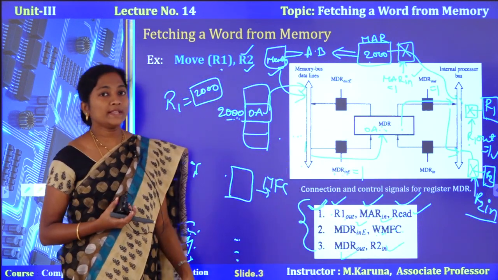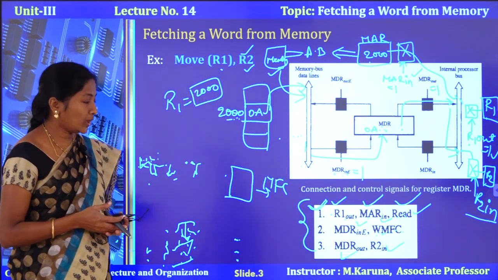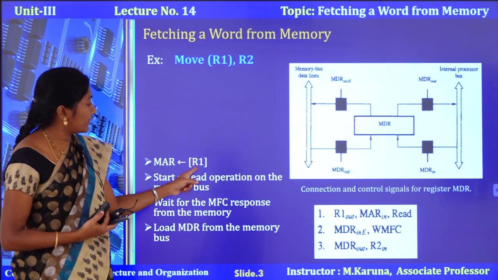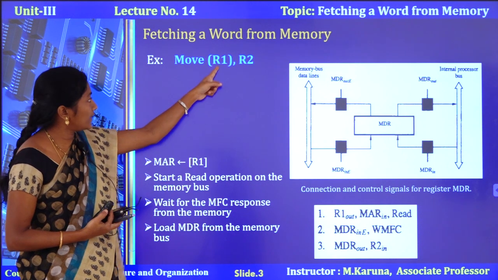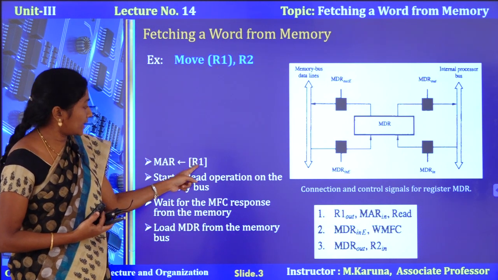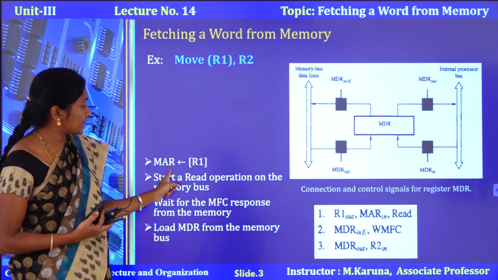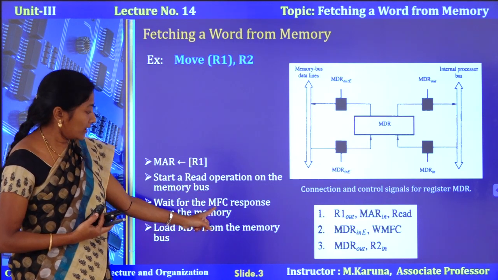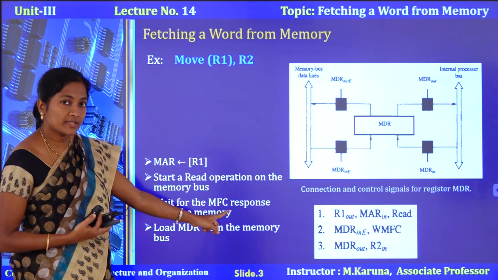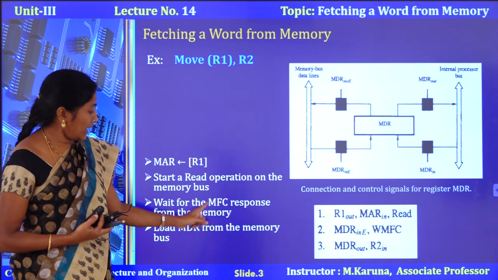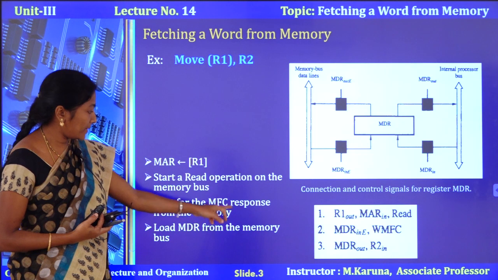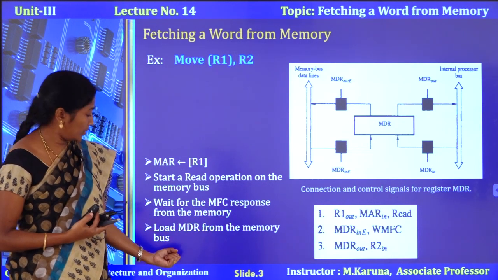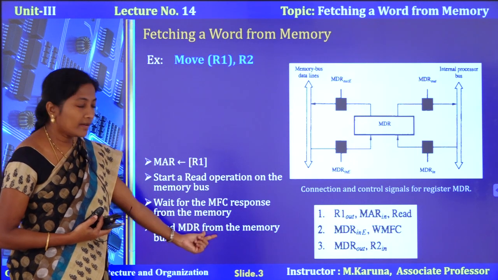Likewise, the data transfer takes place and we will also see the steps required. R1 having the address, that address will be transferred to the MAR register, then the processor issues the read operation and then waits for the memory function complete control signal from the memory. After getting this MFC signal from the memory, the processor is ready to receive the data from the MDR register.